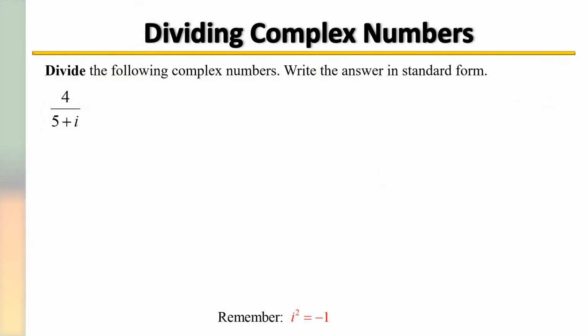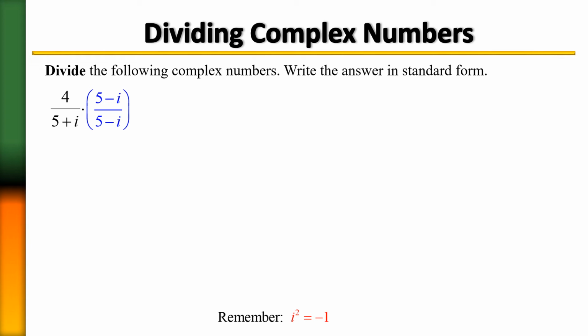Dividing complex numbers. Notice in this example, the bottom has 2 terms. Still, the problem is that you have an i in the denominator, and we need to remove that i. The way you remove it is to rationalize by its conjugate. The conjugate of 5 plus i would be 5 minus i. So we're going to multiply the top and the bottom by its conjugate.